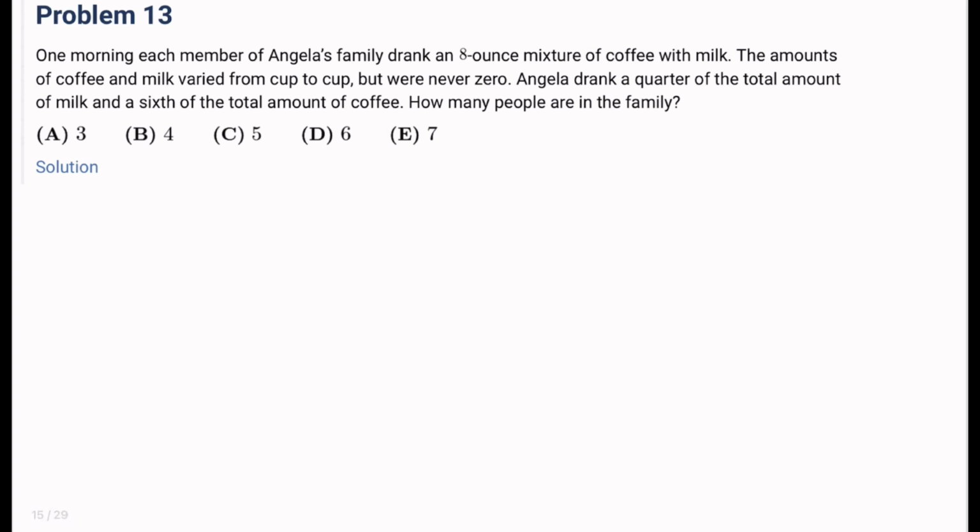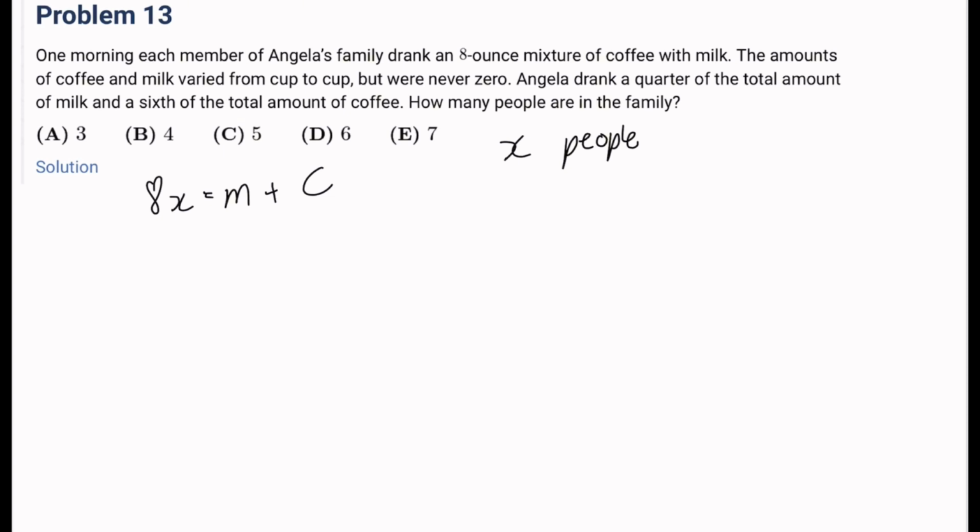Number 13. One morning, each member of Angela's family drank an 8-ounce mixture of coffee with milk. The amounts of coffee and milk varied from cup to cup, but they were never zero. Angela drank a quarter of the total amount of milk and a sixth of the total amount of coffee. How many people are in the family? Okay, so let's say that there are x people in Angela's family. So they drank a total of 8x ounces, so 8x equals the total amount of milk, let's say it's M, plus the total amount of coffee, let's say that's C, right?